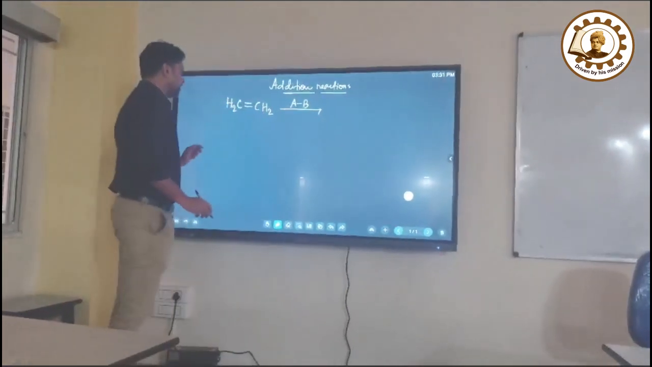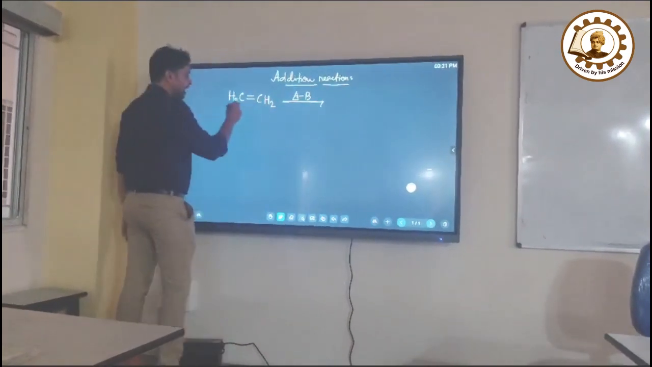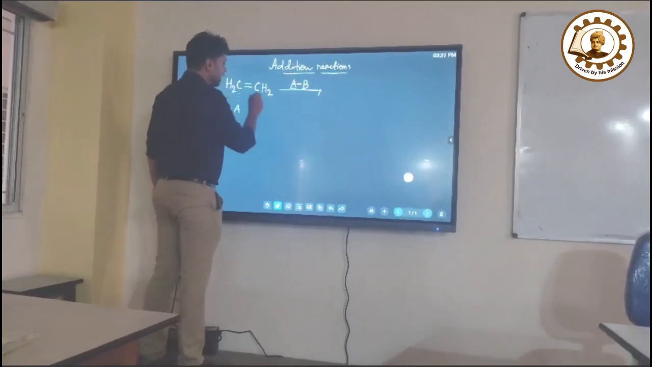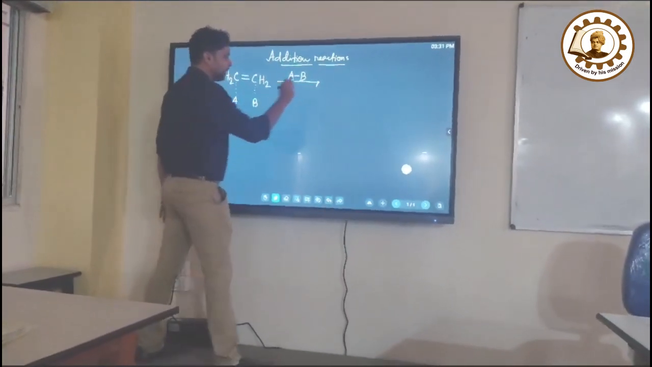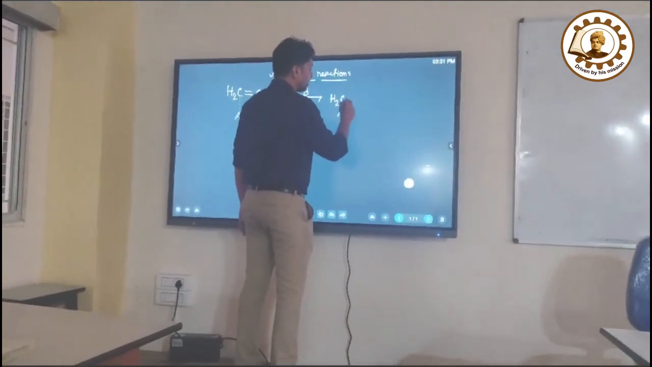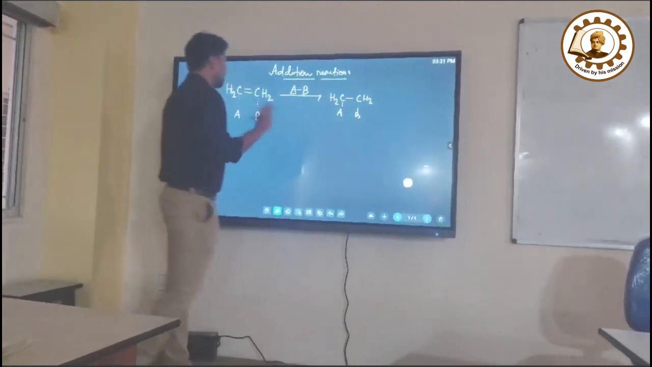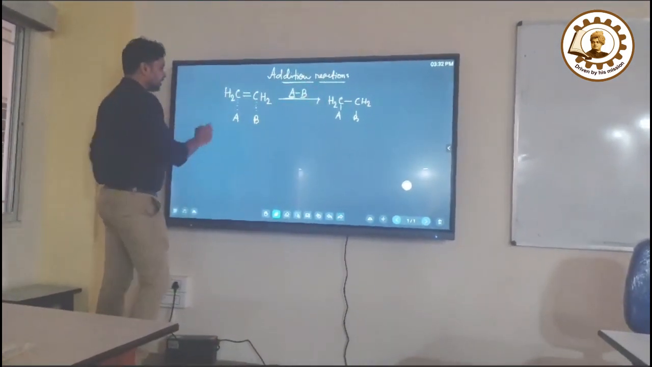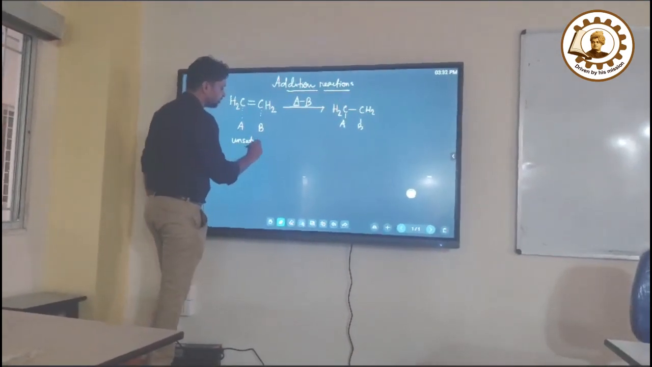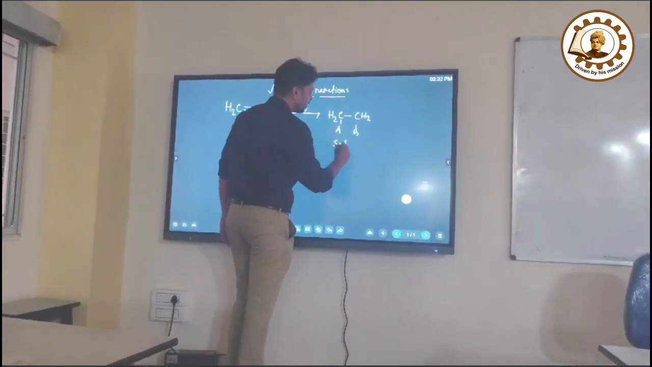So what is going to happen? This particular element will be added to this carbon, and the other element will be added to this carbon, leading to the formation of this particular product. Such reactions are called addition reactions, in which we start with some unsaturated compounds and finally obtain a saturated compound.